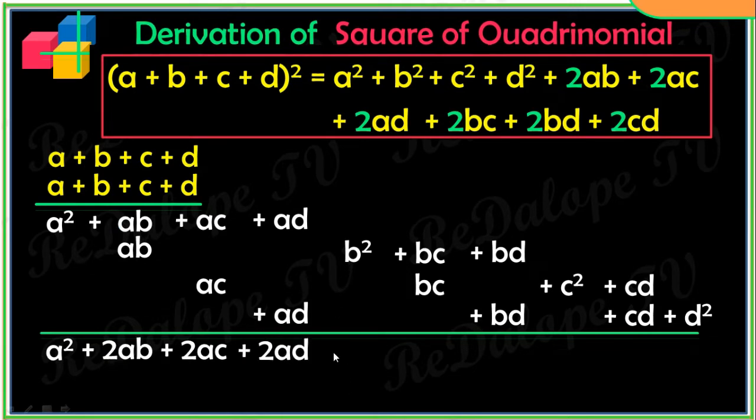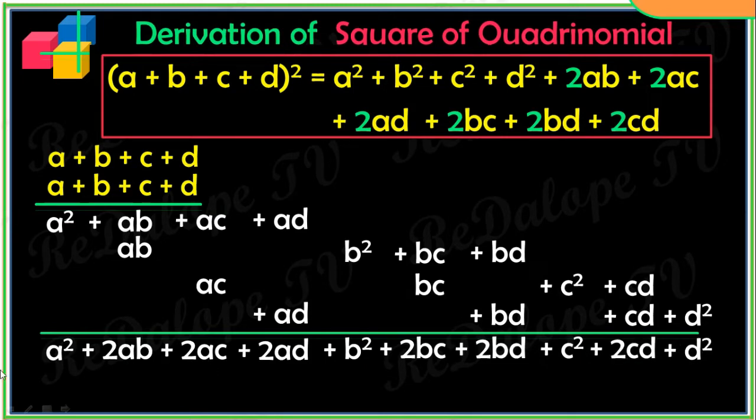Then we have the positive b square. 1bc plus 1bc, so that is 2bc. Plus 1bd plus 1bd, so that is 2bd. Then we have positive c square. 1cd plus 1cd, so that is 2cd. And the last term we have d square.